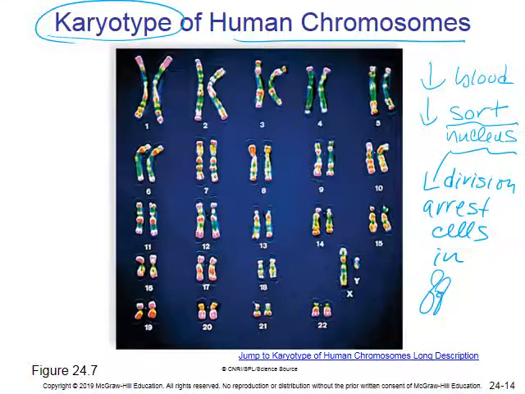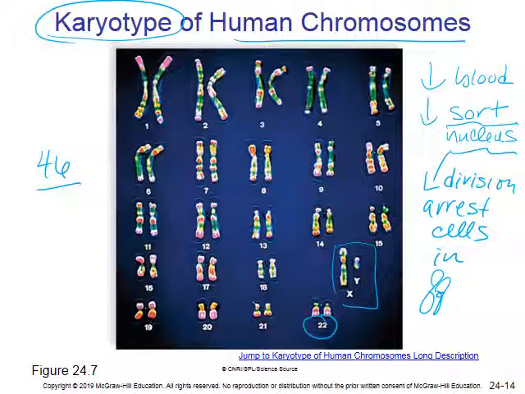Then we have computer programs that will sort out these chromosomes based on size and based on specific banding patterns that we use when we stain the chromosomes. So we're seeing here the 22 autosomes, and then the pair of sex chromosomes. We're supposed to have 46 chromosomes, right?